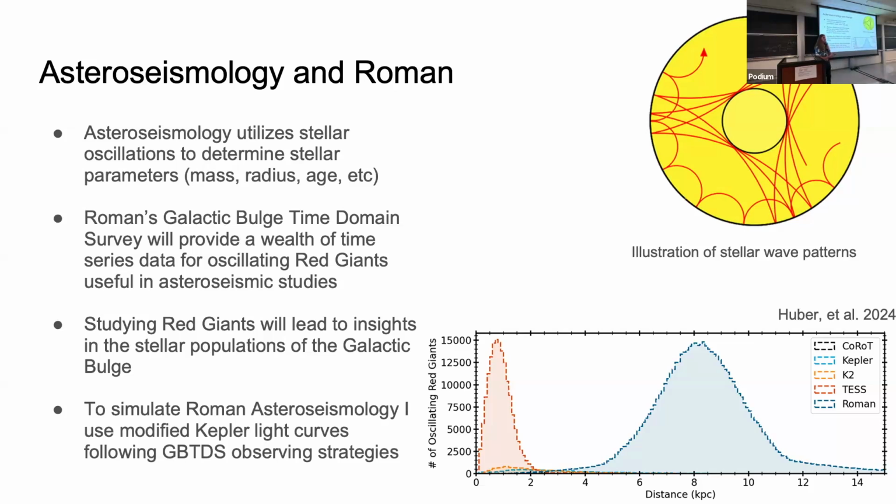To simulate this asteroseismology, I used real Kepler data and modified it to follow the nominal observing strategies for the Galactic Bulge Time Domain Survey. I also included two different noise models, one from Matthew Penny and one from Robbie Wilson, which includes saturated star photometry, as well as modifying the cadence to see how we could improve our asteroseismic detections.